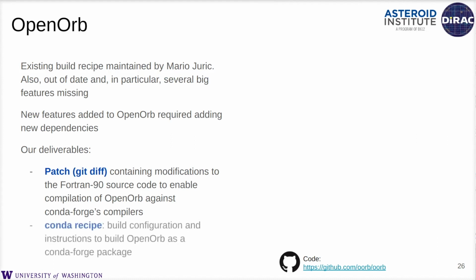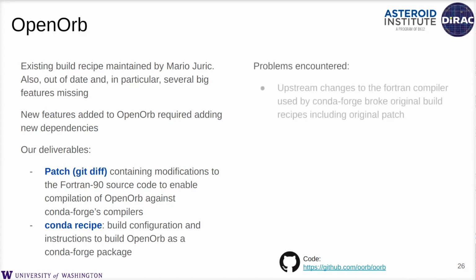We were also able to build a Conda recipe to effectively build OpenOrb as a Conda Forge package. And from then on, it was just problem after problem. So the first thing was there were upstream changes, things that were way outside of our control, to the Fortran compiler that Conda Forge uses that actually made it so the starting place recipe we had was completely broken. The actual code patch that we started with was also completely broken. So we started from scratch.